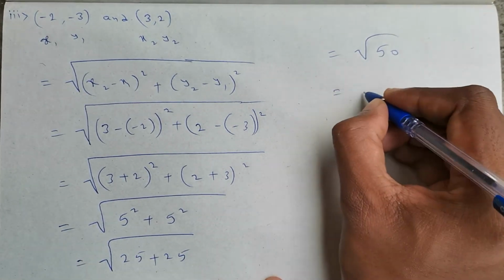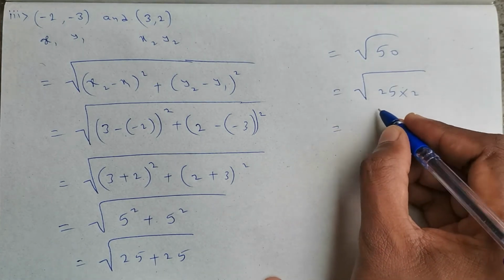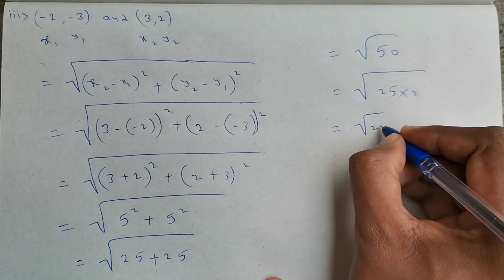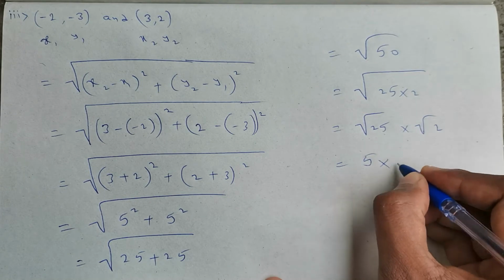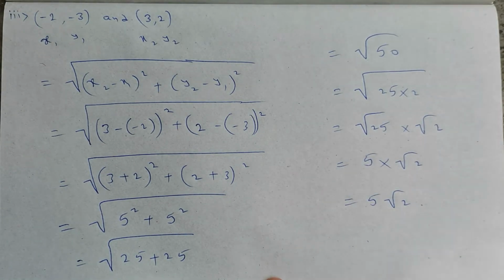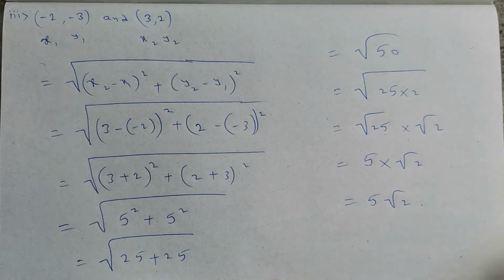Now this 50 can be simplified as 25 2s. So this root 25 into 2 can be separated as root 25 into root 2. Here root 25 is 5, into root 2, that is nothing but 5 root 2. So the distance between these two points is 5 root 2.